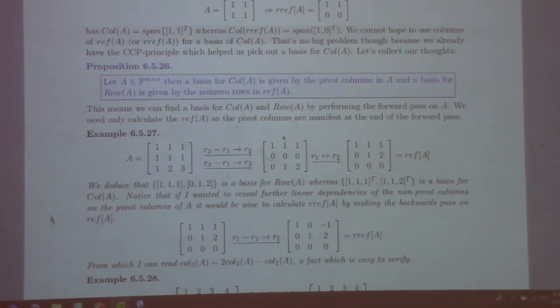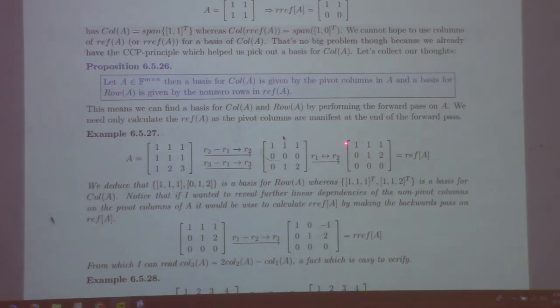All of those things don't change the span of the rows collectively. So the row space of any row equivalent matrix is the same. Anyway, here, that's the REF. REF is, by the way, not unique. There's more than one possible REF.